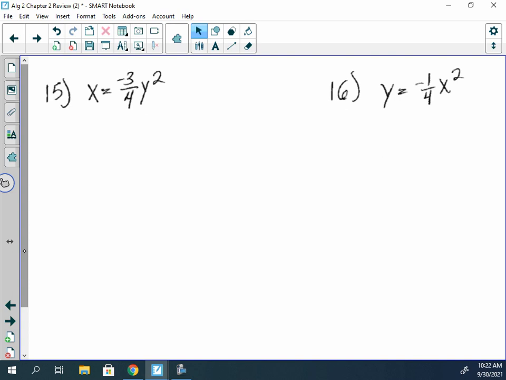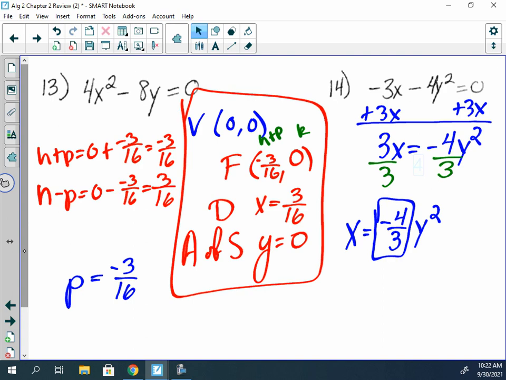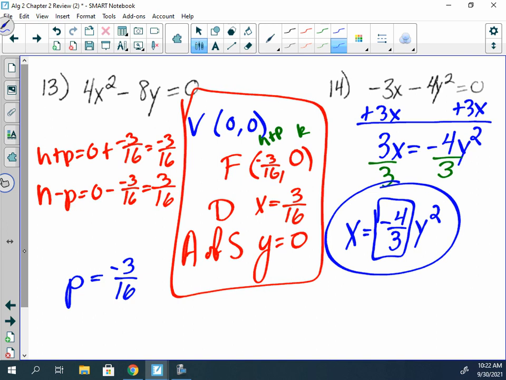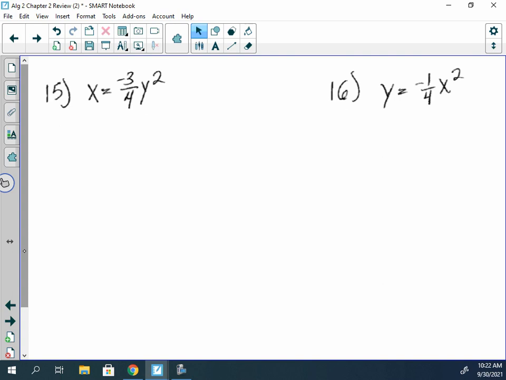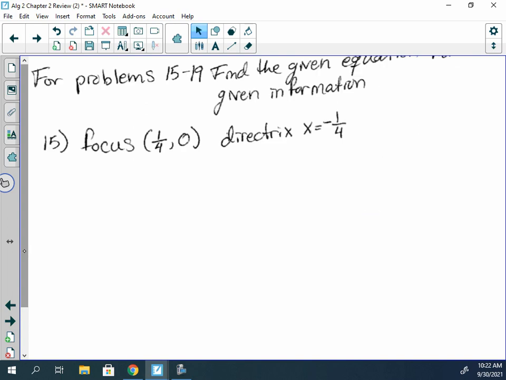Actually, these will be the exact same, because 15 and 16 are the same as this here, except we are starting here instead of having the variable by itself. Because here we already have x equals y equals, so we would set it up, find p, and then plug in. So on those last ones, we were really finding h, k, and p and plugging them into the focus, directrix, and axis of symmetry. 15 through 19, well, again, we're finding h, k, and p, but instead of plugging them into the focus, directrix, and axis of symmetry, we're plugging it into the equation. We're going the other direction.